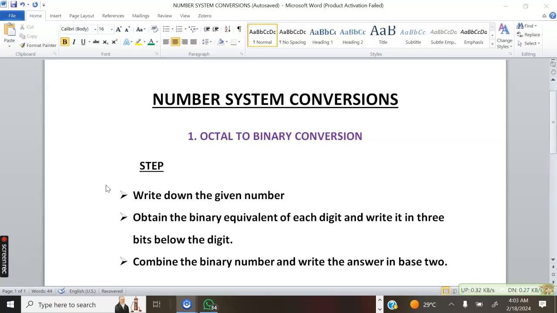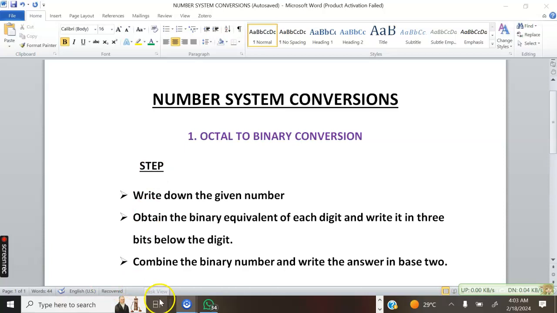In this video, I'm going to take you through the number system conversion, and we are going to start with the octal to binary conversion. If you have watched my previous video, you will find that I have done other conversions. For example, I had already done the octal to decimal, and I had also done the binary to hexadecimal and also the binary to octal conversion. So for this particular one, I'm going to take you through how to convert an octal to a binary.